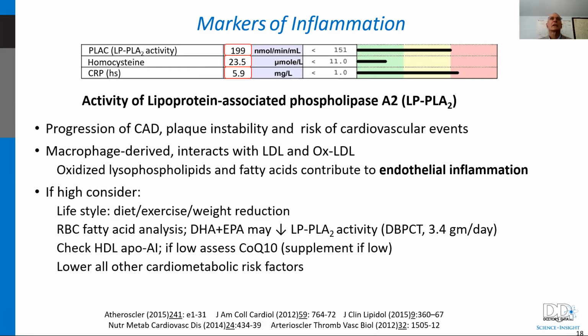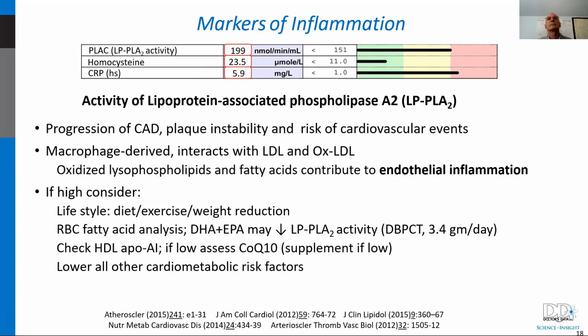So if phospholipase A2 activity is high, we want to look at lifestyle factors, again, diet, exercise, weight reduction. We want to look at red blood cell fatty acid analysis. What's the DHA and EPA? We know that those can decrease phospholipase A2 activity. Check HDL, particularly HDL ApoA1. If low, assess CoQ10 levels, do a fat-soluble vitamin assay, and if low, supplement with CoQ10 and lower all other cardiometabolic risk factors.